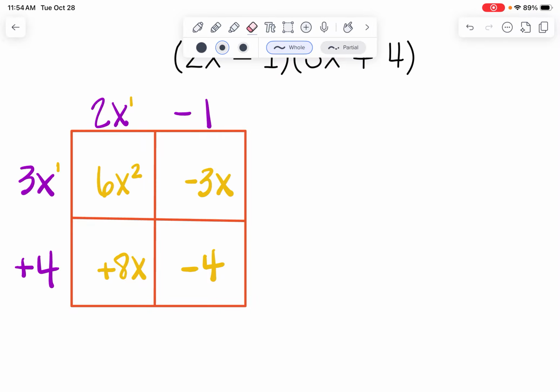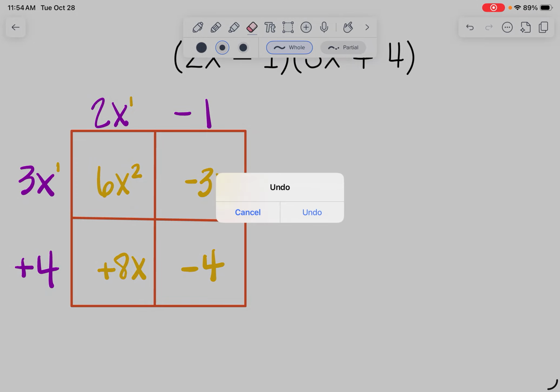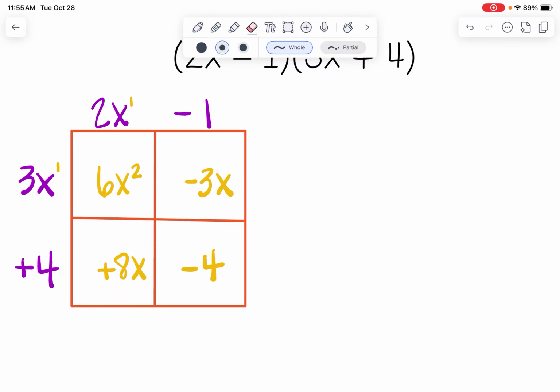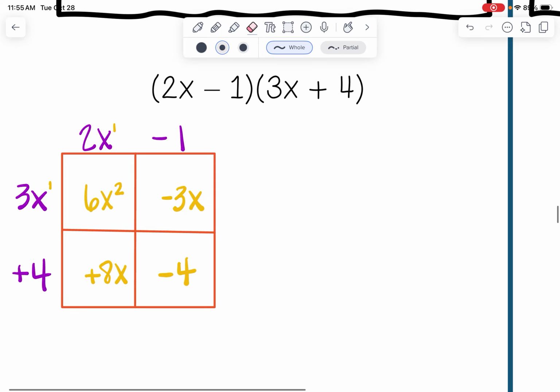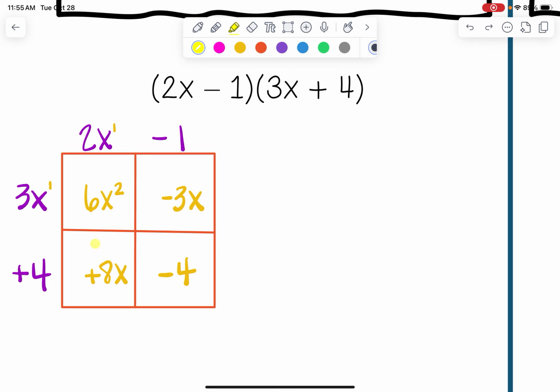So we've completed the multiplication, right? We've multiplied all the terms. Now we just need to clean up and add all of these terms together. Well, I can only add like terms. Which out of all four of these terms are like terms? Oh, the 8x is an x term, and the negative 3x is also an x term.